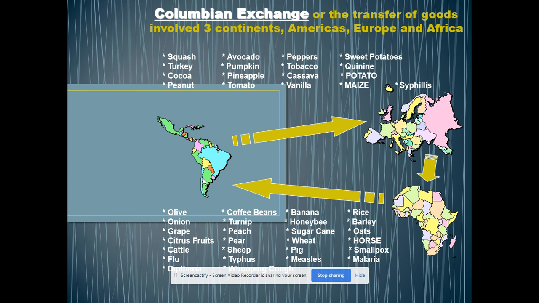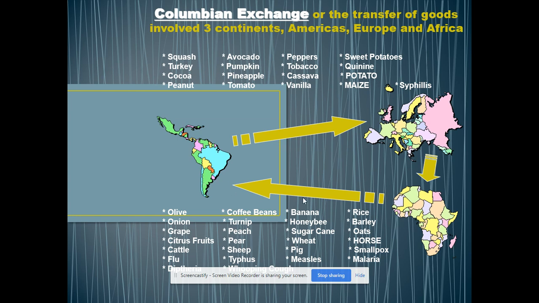Avocados, so if you want guacamole, you've got to have the Western Hemisphere. Pumpkins, think about Thanksgiving and Halloween, wouldn't be possible without the Western Hemisphere and the Columbian Exchange. Pineapple, the Caribbean. Tomatoes, wouldn't be possible to have ketchup. It's crazy that for much of world history, the world's population was absent of the greatness that is ketchup. Peppers, tobacco, cassava, vanilla, sweet potatoes, quinine, the regular potato, maize. Quinine is used to prevent malaria, by the way, and then syphilis.